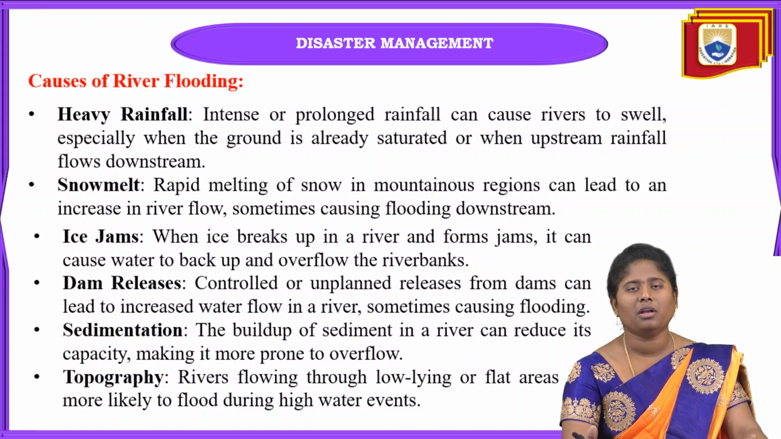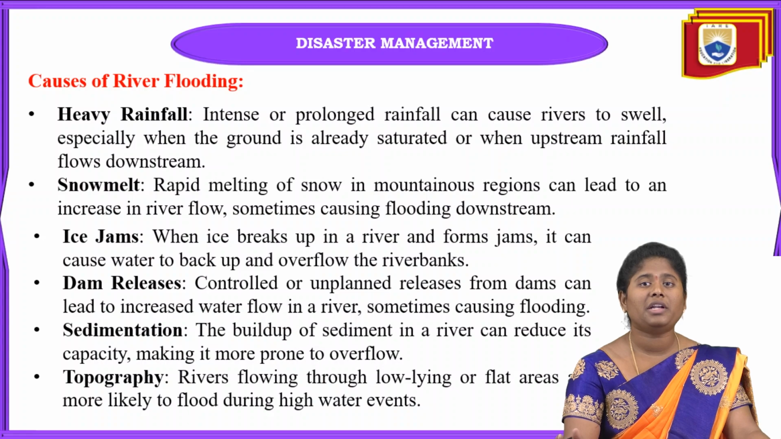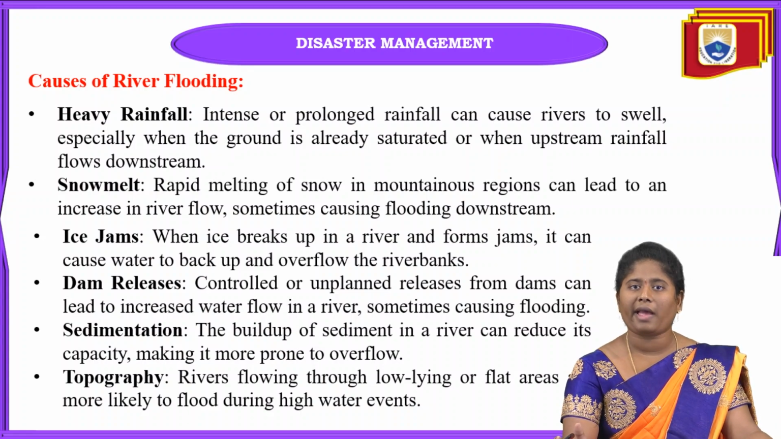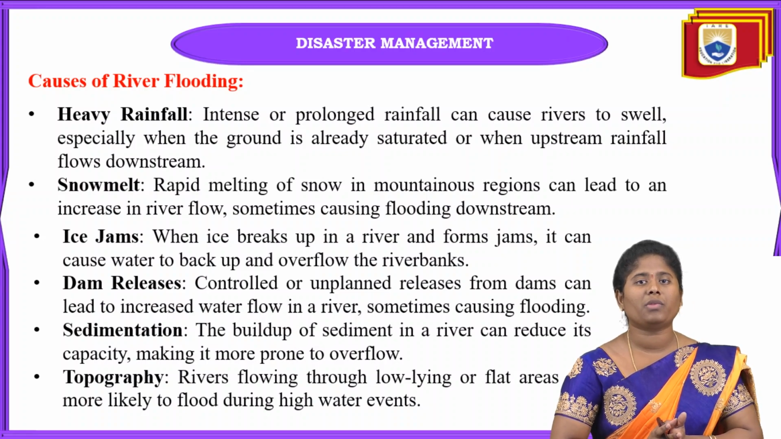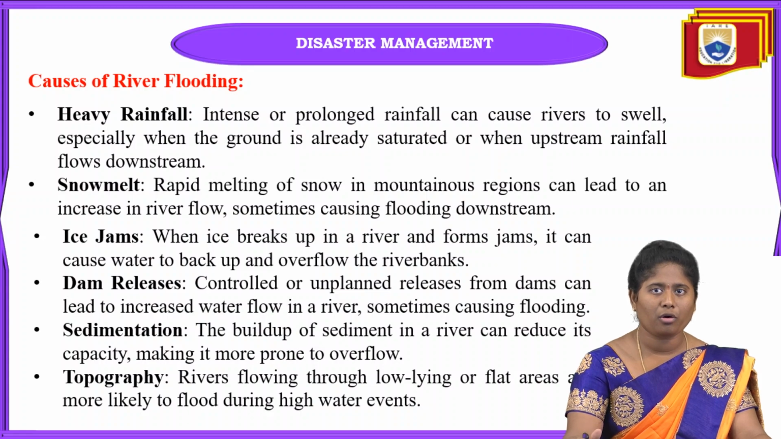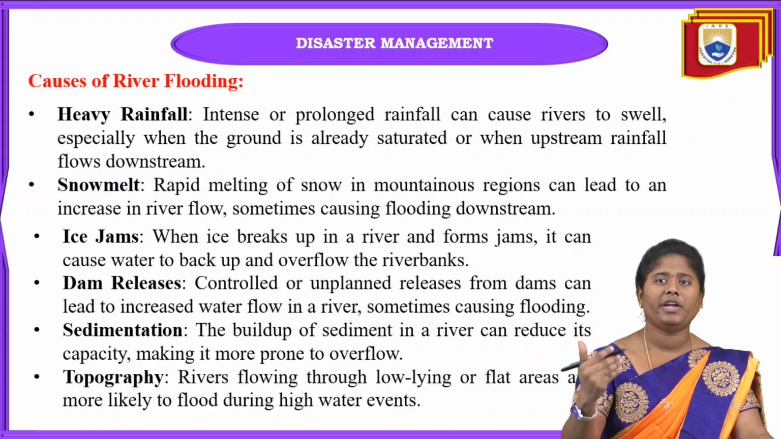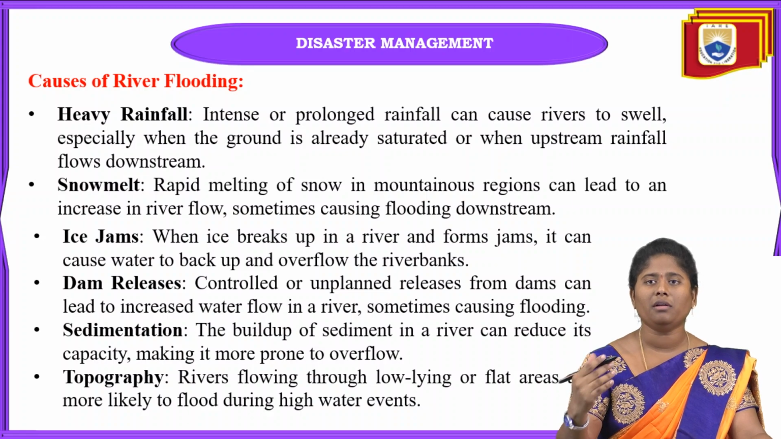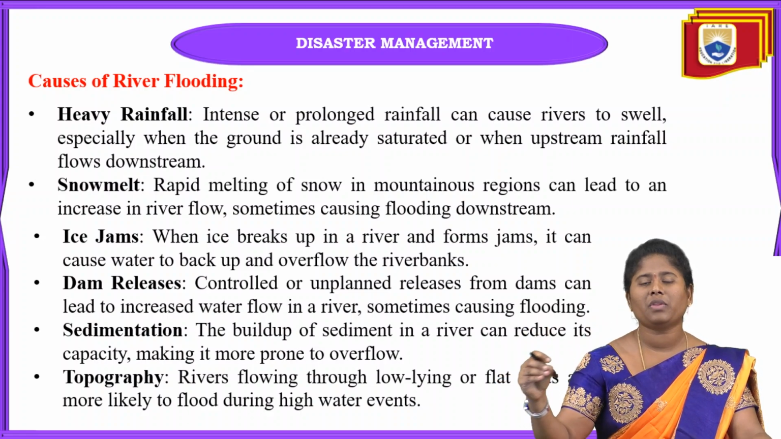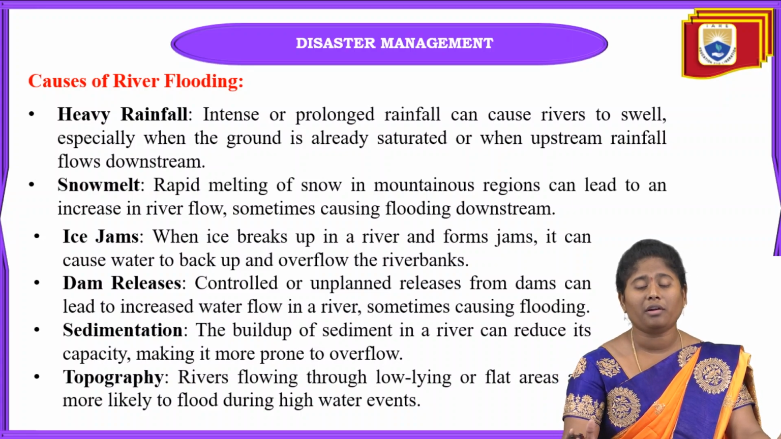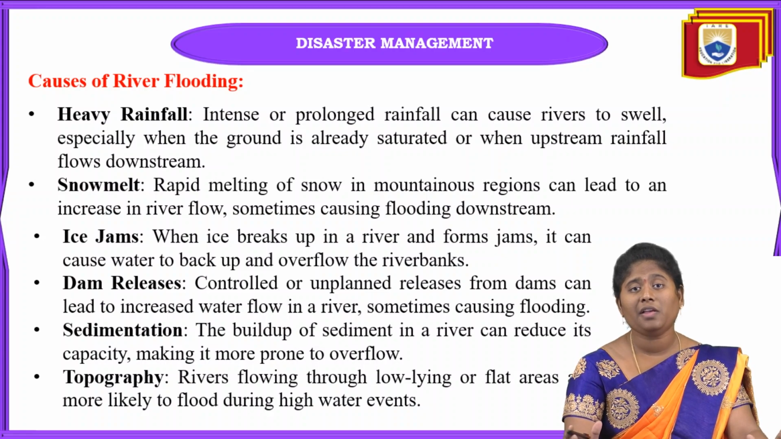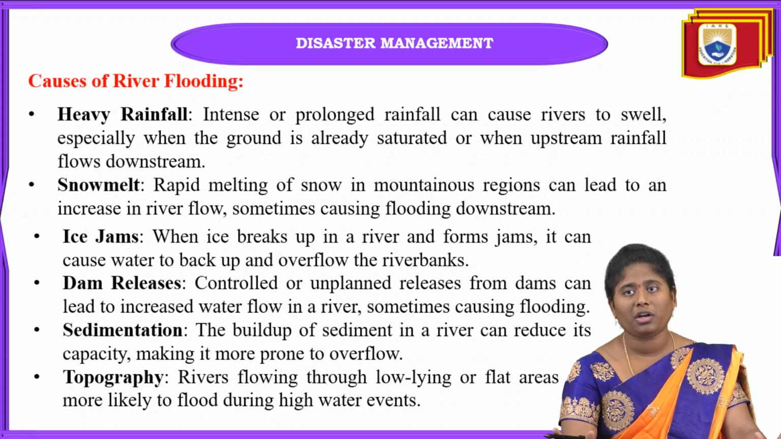Next one is sedimentation. What is sediment? It is material which comes from weathering action or from erosion. When wind, air, or water carries that material, it flows into the river. Then this build-up of sediments in the river can reduce its capacity. Mainly this makes the river area prone to overflow of water. Due to sedimentation also, river flooding can happen.